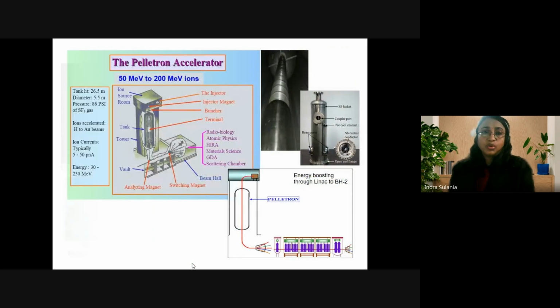This is the layout. From here, we produce the ion at kilo electron volt. Then the injector magnet injects it into the terminal. This is the terminal where the highest potential is applied. And then it is grounded. So one time it accelerates from here, and one time it accelerates to double energy by going to the ground. And then this is the switcher magnet. We can apply the magnetic field accordingly to perform the experiment in different beam lines like radiation biology, atomic physics, etc. So we can perform the experiment in the beam hall as per our requirement.